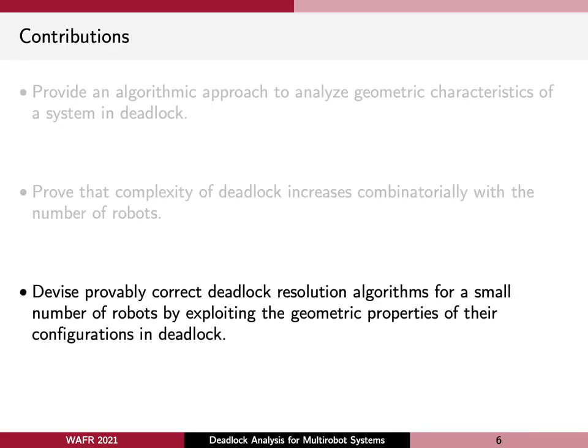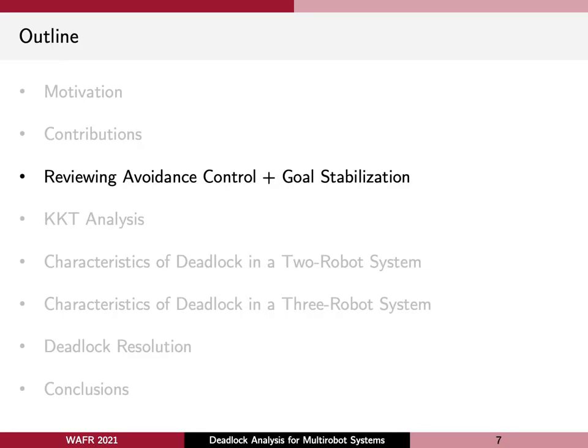We also devise a provably correct feedback linearization-based controller for resolving deadlocks, but we only do this for a small number of robots because of this combinatorial complexity problem that I just mentioned. Okay, so let me quickly walk you through the underlying problem that the robots are trying to solve when they end up falling in deadlock.